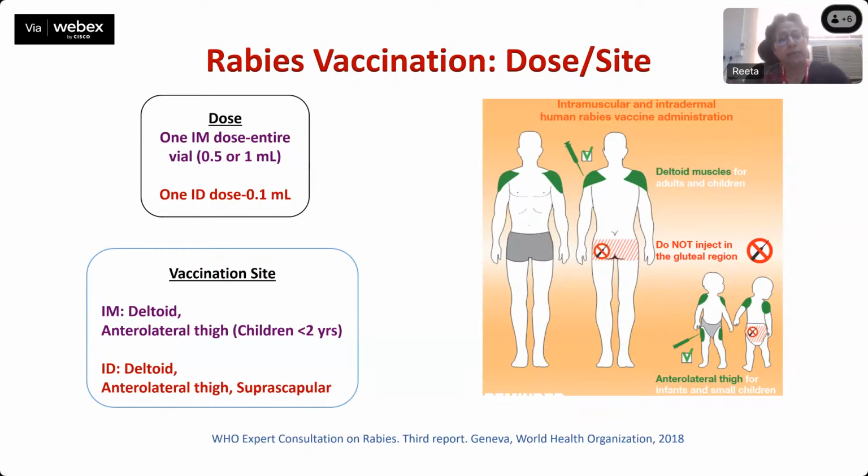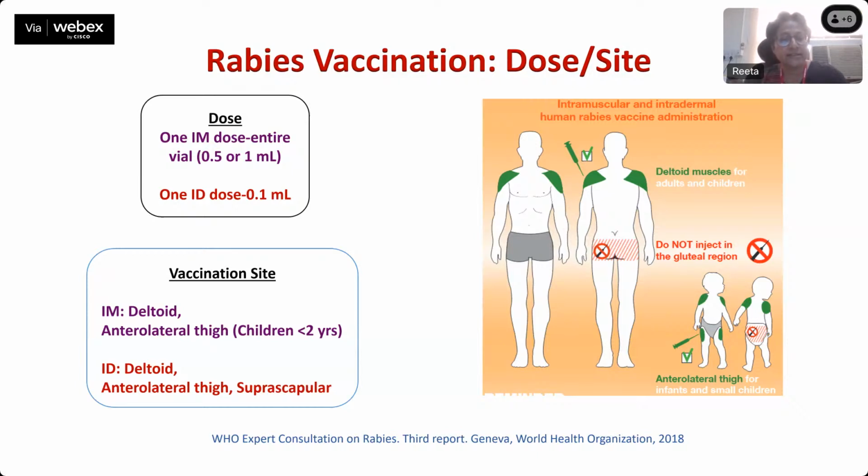Now, let us understand what is the dose and site for both the routes of vaccination. For intramuscular vaccination, one dose is always the entire vial of the vaccine. Remember, intramuscular vaccine comes either in a vial of 0.5 or 1 ml, depending on the brands. So, the entire vial has to be given as a single intramuscular dose. Whereas for intradermal, a single dose is always only 0.1 ml, irrespective of whatever is the intramuscular dose. So is it clear? Intramuscular dose, it's the entire vial, whereas intradermal or ID dose is always 0.1 ml.